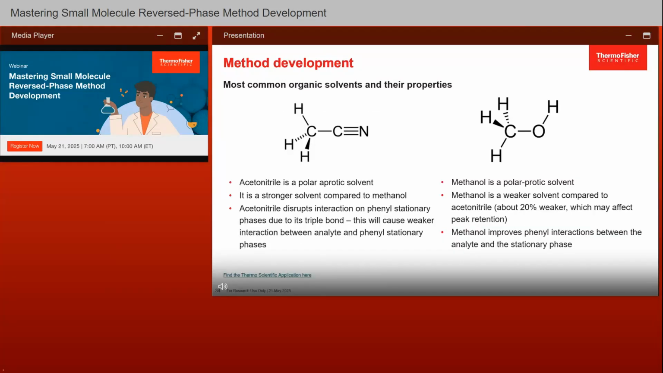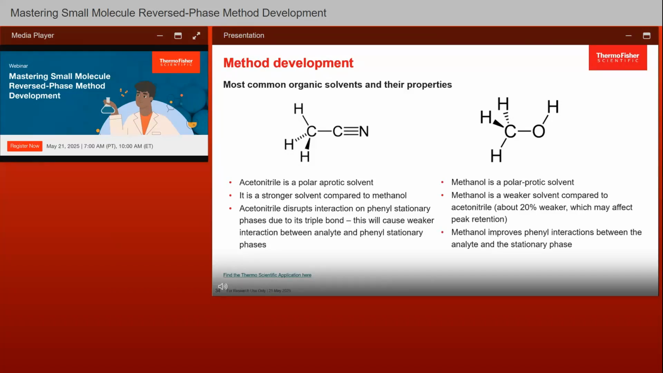The most common solvents in reverse phase chromatography are acetonitrile and methanol. Acetonitrile is a polar aprotic solvent, which means it cannot donate protons. But in the case of methanol, it can donate protons and can form hydrogen interactions. They behave differently and interact differently with the stationary phase and the analyte.